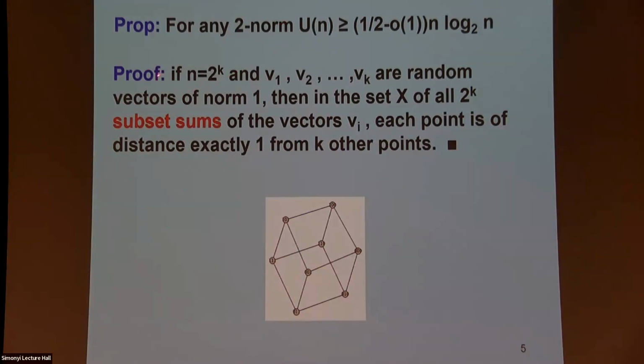And here is the proof, let's say for n a power of 2. If n is 2 to the k, you just take k random directions, any directions you want. In each direction you take a unit vector, and you take all the subset sums. These are the points. Each point is at distance exactly 1 from k other points, because in the subset sum you just have to change one coordinate, and then the difference is plus or minus this unit vector. Here you see an example of the 3-cube. This just says that the graph of the k-cube is a subgraph of the unit distance graph in any two norm. So we can always get a half n log n, and one can in fact improve the constant a little bit, but let's not worry about it now.